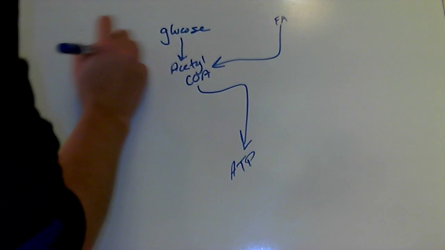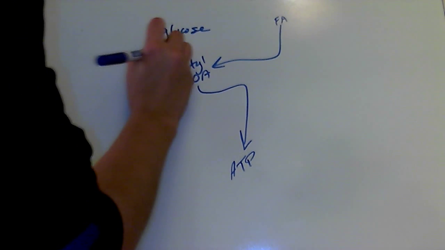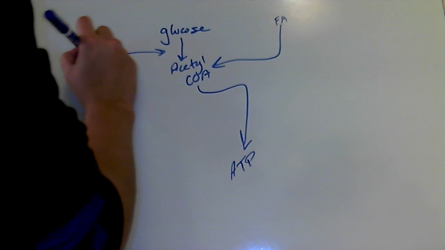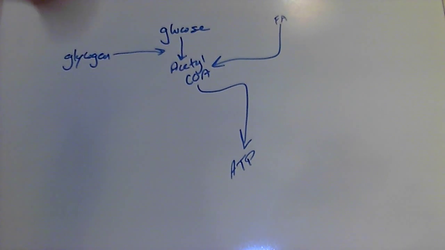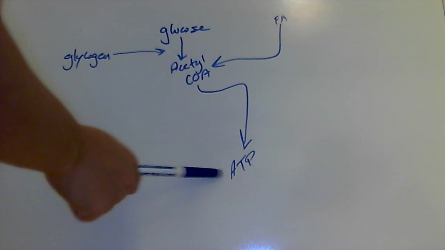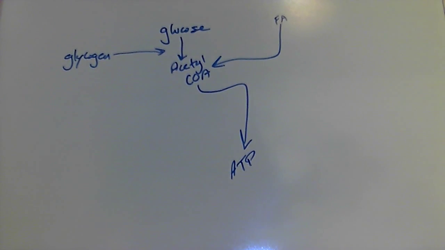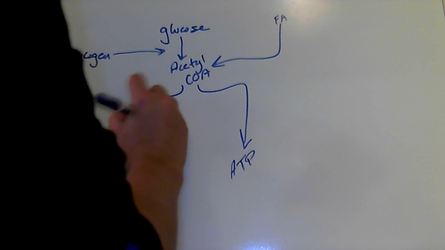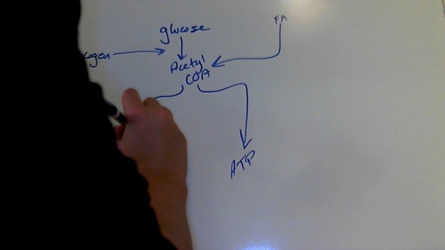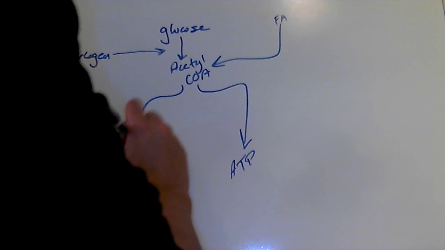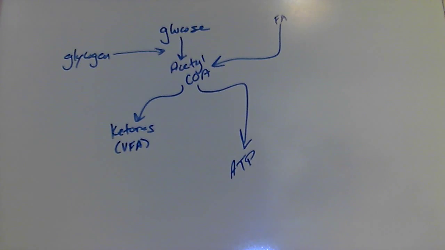Well, we know that glycogen can also feed in halfway through this glycolysis pathway. And that can also be turned into acetyl-CoA, right? And it can go down the citric acid cycle and the electron transport chain in order to make ATP. Okay. We also know that acetyl-CoA can be converted into ketone bodies. For clarification, these are also called volatile fatty acids. Okay. That's just a reference to their chemical composition.